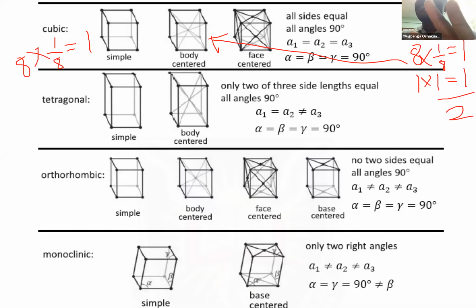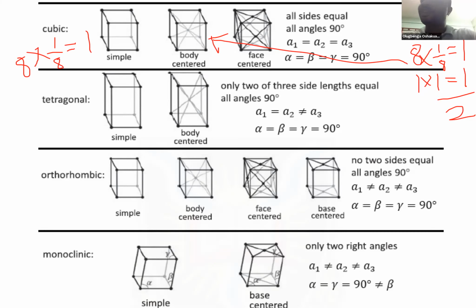So for a conventional cell, what we have here is a conventional cell. A conventional cell is easy to view and easy to work with, but there is a little difference when you really want to do some in-depth analysis. We also have what we said earlier, which is a primitive cell. The primitive cell has one atom, a single atom per cell, while the conventional cell for body-centered cubic has two atoms.